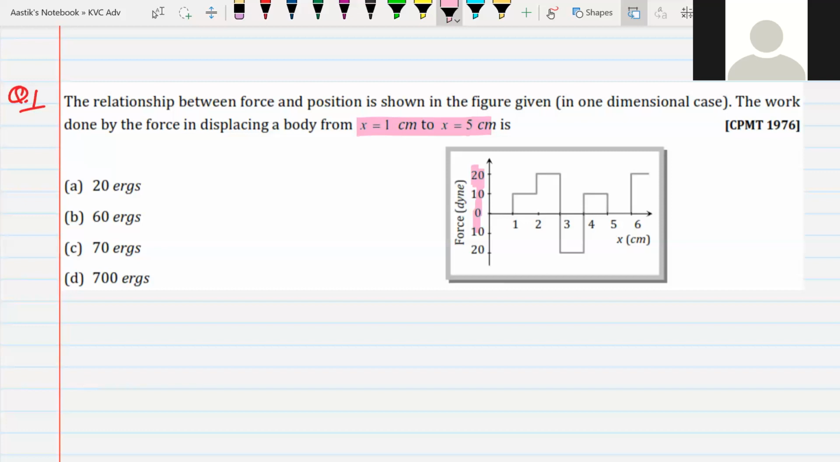A, sir. 20 hertz. Everyone got the answer then? Yes, sir.